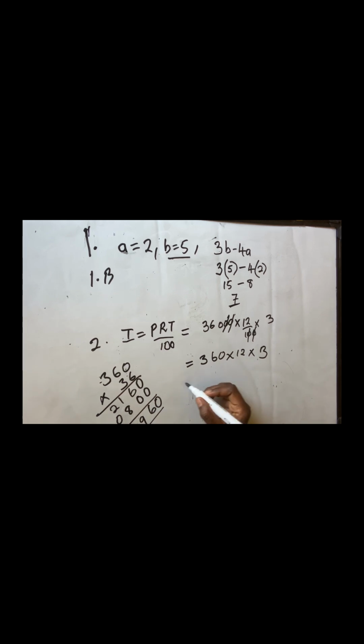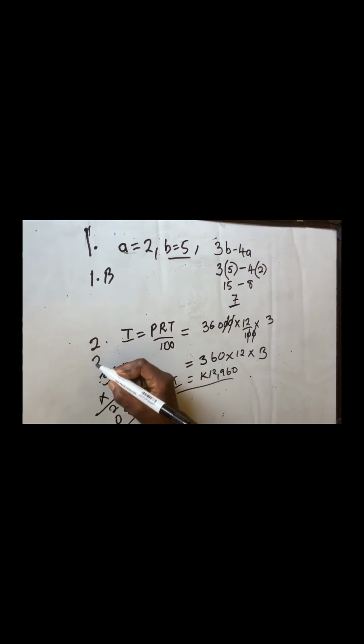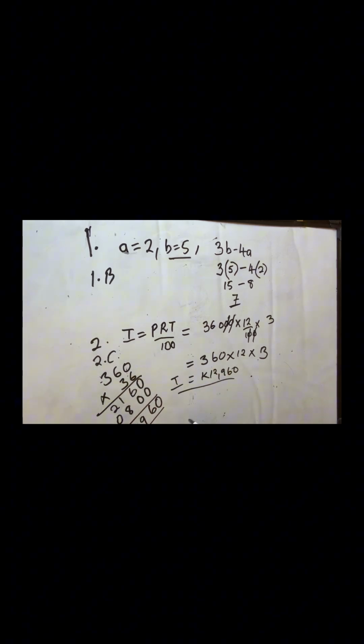Once we finish multiplying, we add the numbers. So 0 plus 0 is 0. Any number plus 0 is the number itself. 8 plus 1, 9. 2 plus 0 is 2, 1. So 12,960. So our interest is 12,960. So what is our answer for question 2? C. So you can say question 2, the answer is C. Okay. We move on to question 3.